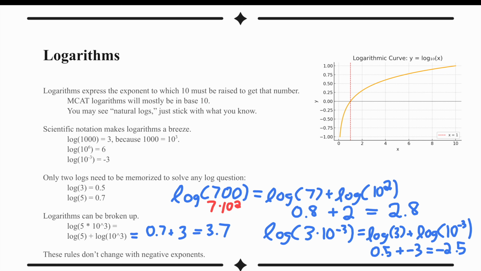Stick with these rules and you'll be able to solve any logarithm question on MCAT day. And that concludes our lesson on scientific notation and logarithms.